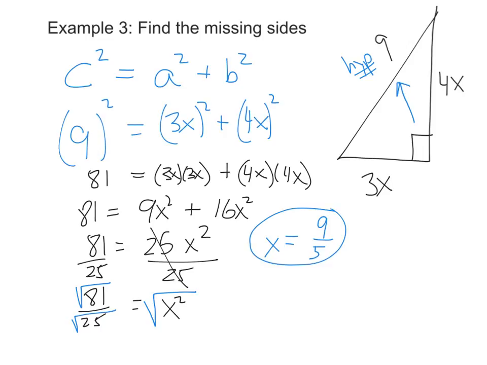Now be careful, we're not done, because this side is actually 3x. Multiply 3 times 9, that's 27/5. And 4x, that'll be 4 times 9/5, that'll be 36/5. So this squared plus this squared perfectly makes 9 squared. Okay, now we've done a good job here finding our missing sides. There's going to be some practice next, so please make sure that you stay with the video and you don't just skip out on it.